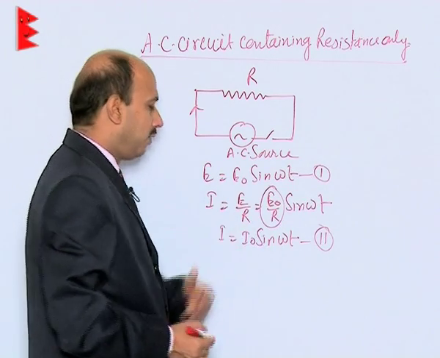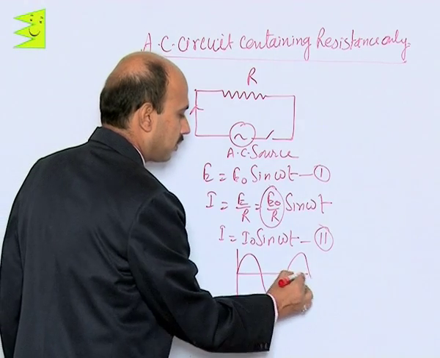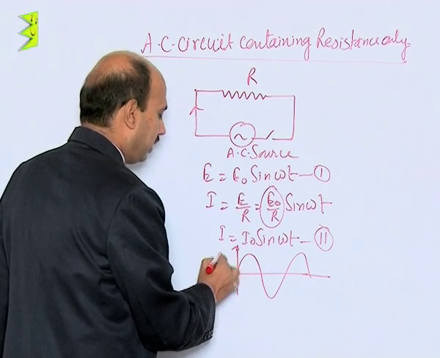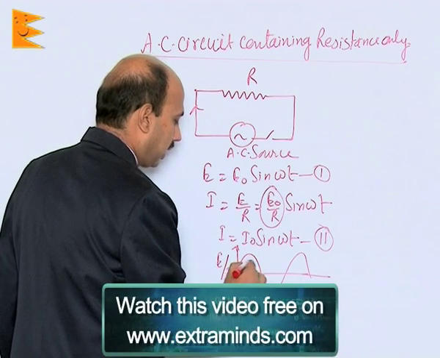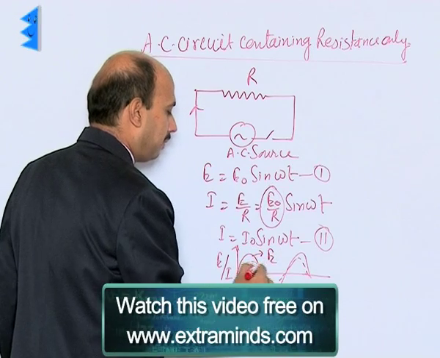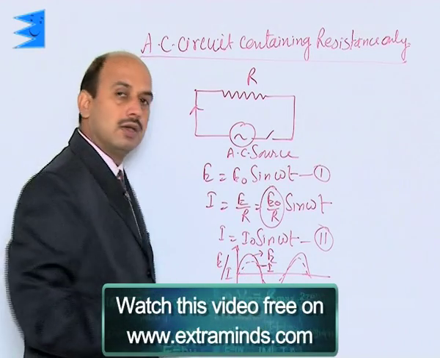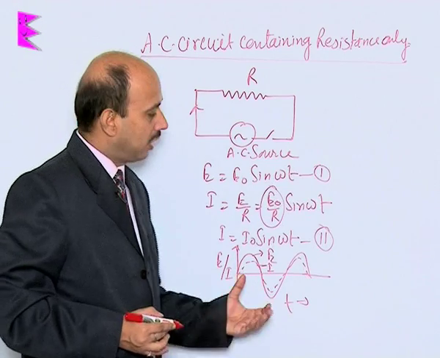So, when you draw the graph for this, the sine curve will be like this. Here you are taking E and here I can take also I, and that is the time here. The graph is like this. So, this is representing EMF and the dotted line is representing I. The variation of E and I with time is shown here, which is the sine function.